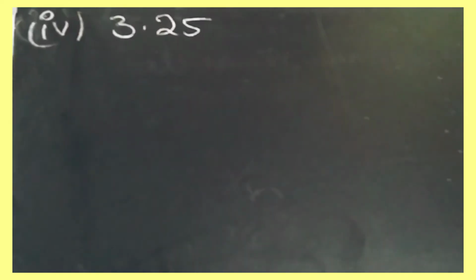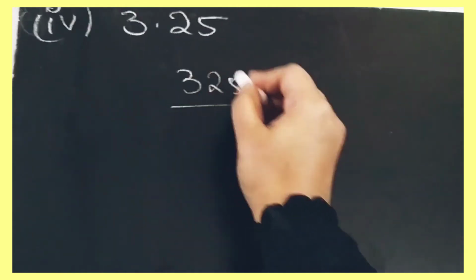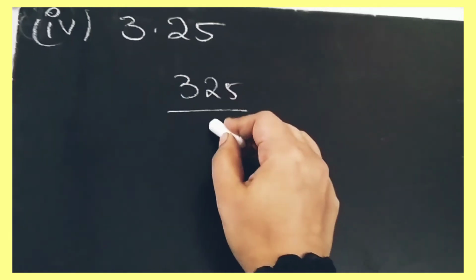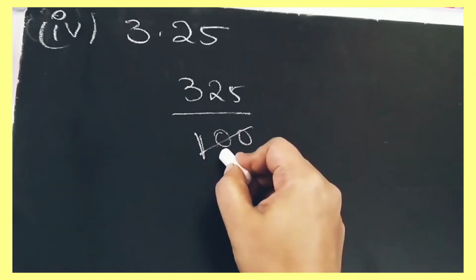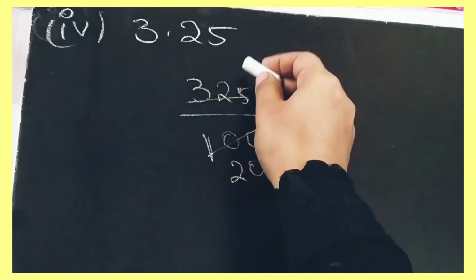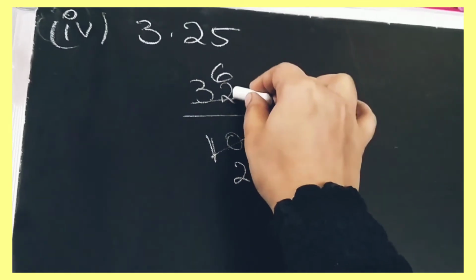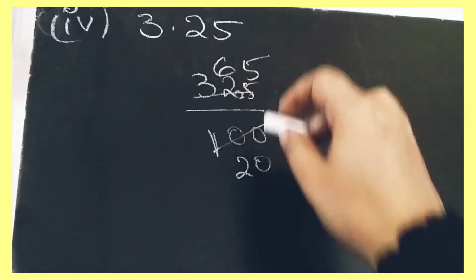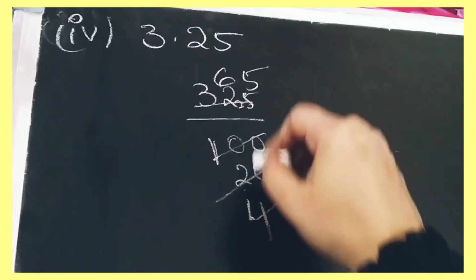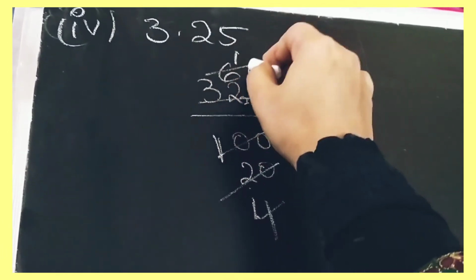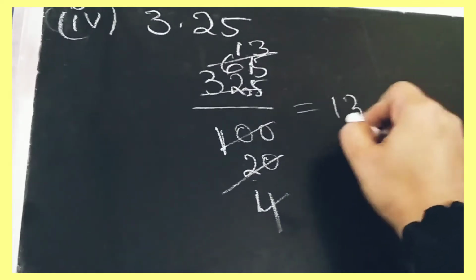The fourth one is 3.25 given, so you have to write 325 by, after the point how many numbers are there, two numbers are there, we'll take two zeros and 1. 100 I am taking here, so 5 2s are 10, 0. 5 6s are 30, 31 32. 2 left here, it is 25, 5 5s are 25. Again 5 4s are 20. Then 5 1s are 5, 1 left here, 5 3s are 15. So the answer here is 13 by 4.